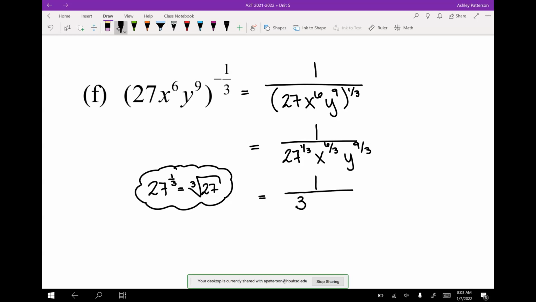What is 6 over 3 reduced to? X squared. And then what about y? Y cubed. Is there anything else that we can simplify here? Chloe, what do you think? No. Good guess. Believe in yourself. Have faith. This is our final answer.